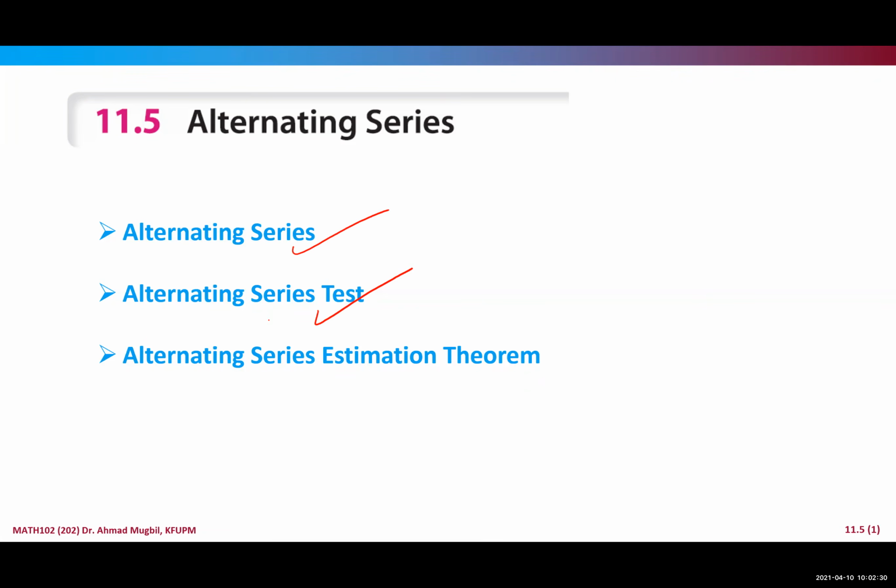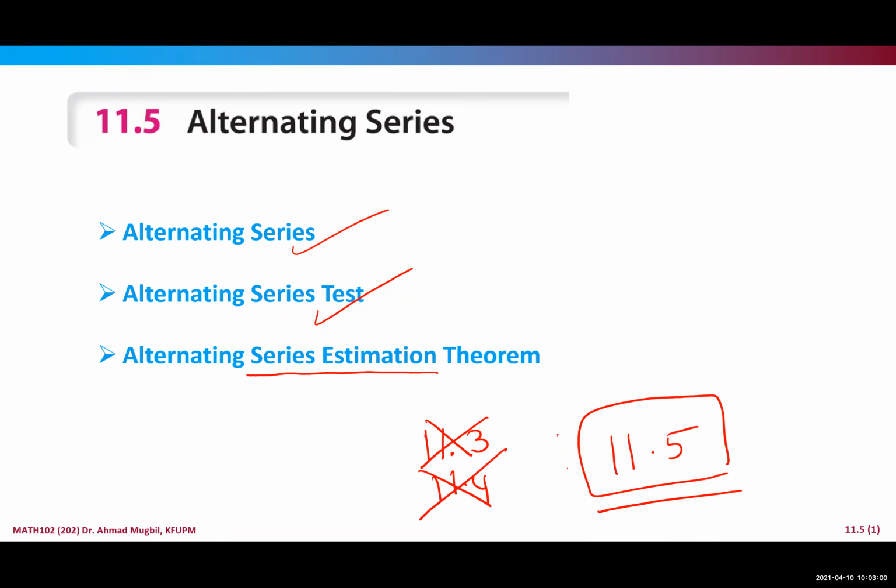And we will also have a theorem about estimating the sum, how to find the number of terms needed to estimate the sums. Regarding the estimation, let me confirm that the estimations in 11.3 and 11.4 are not included. The only section where you have estimation of the number of terms is 11.5. So it is almost guaranteed that you will have a question about estimating the number of terms. We will study this today.